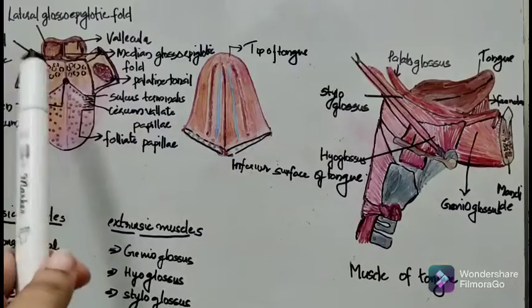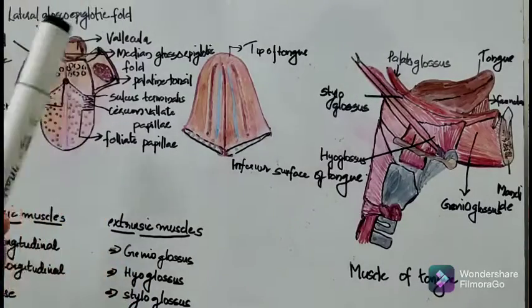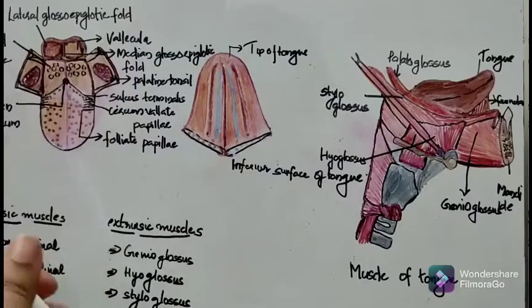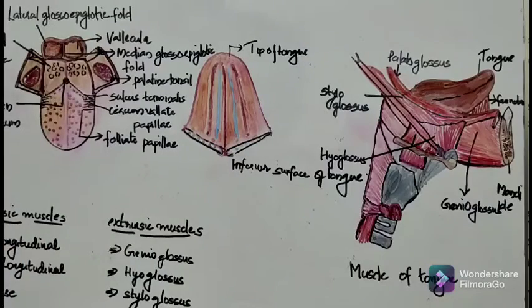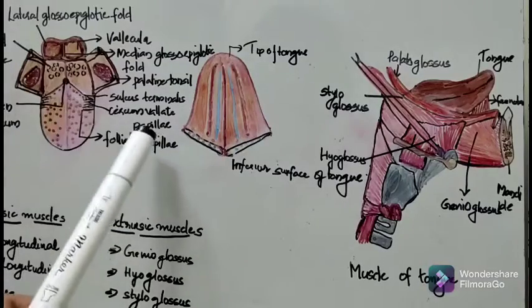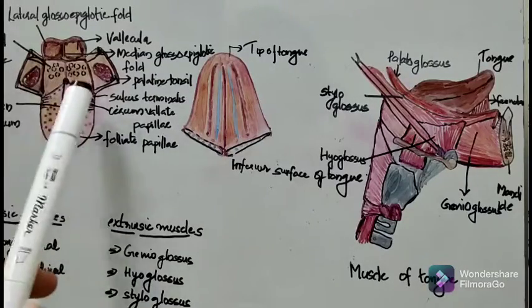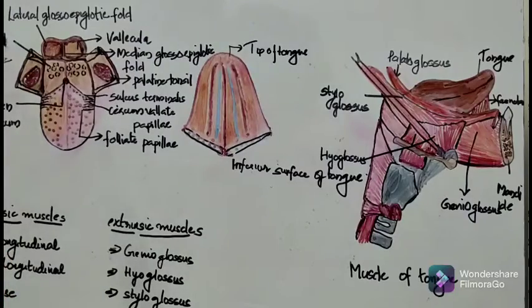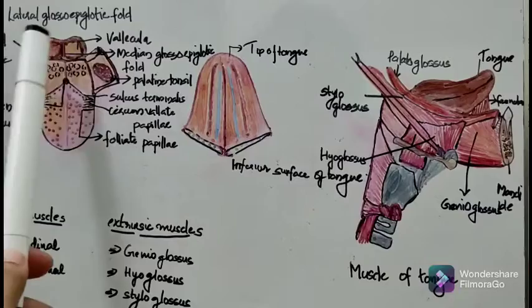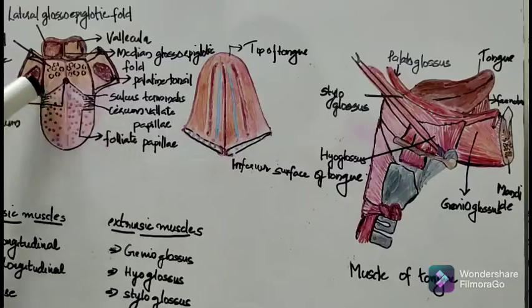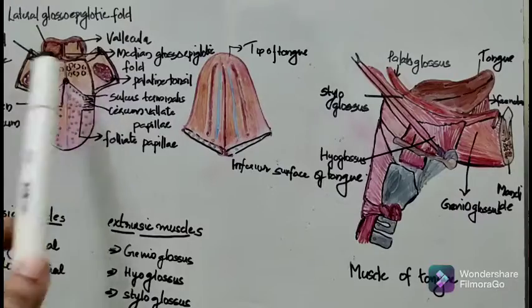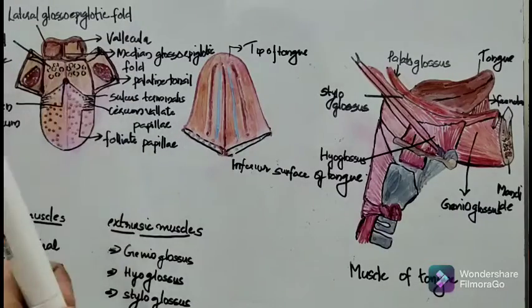So now we will discuss about the filiform papillae. They are the smallest of the papillae, and they cover the whole dorsum of the tongue, and these papillae give the tongue a velvety texture. And the last one is the foliate papillae. We have already discussed the foliate papillae in the previous video. So what is foliate papillae? Just in front of the palatoglossal arch there are 4 to 5 vertical folds. So these are the foliate papillae.